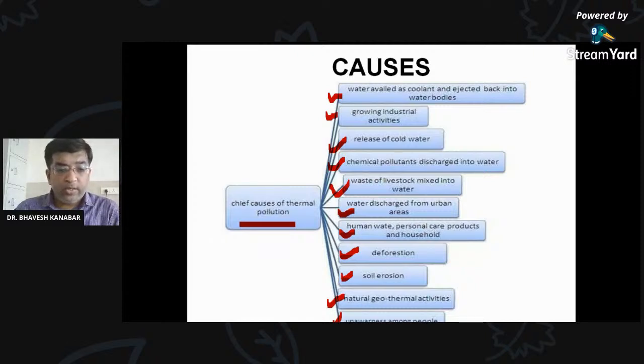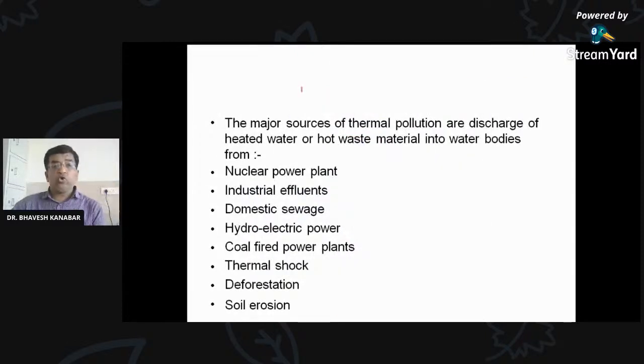Okay, so I think you have gone through the causes of thermal pollution. So the major source of thermal pollution is the discharge of heated water. That is the major source, discharge of the heated water or hot waste material into the water body from nuclear power plants, from industrial effluent, domestic sewage, which is the sewage in the city sewage system, hydroelectric water, coal-fired power plants.